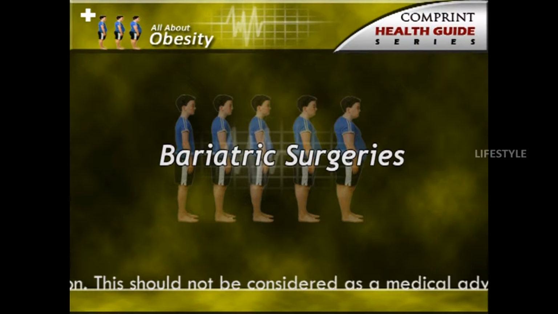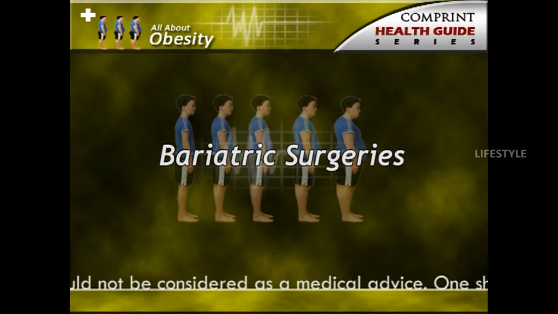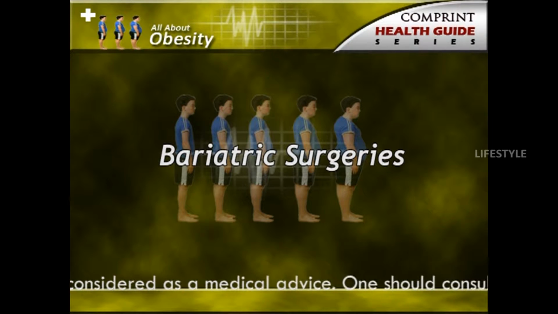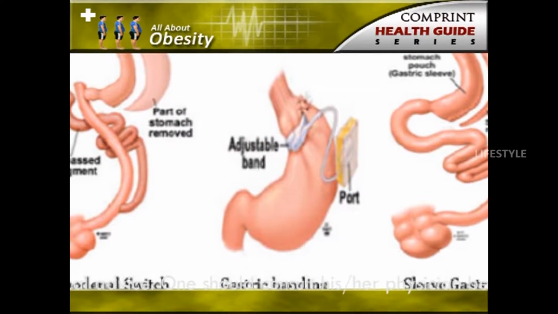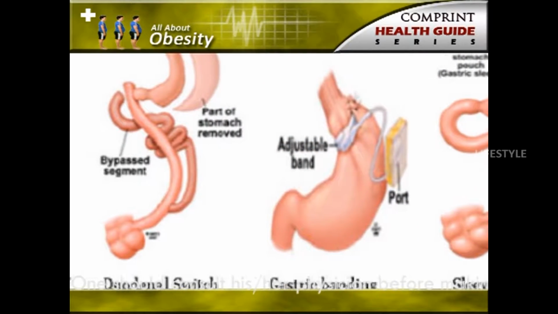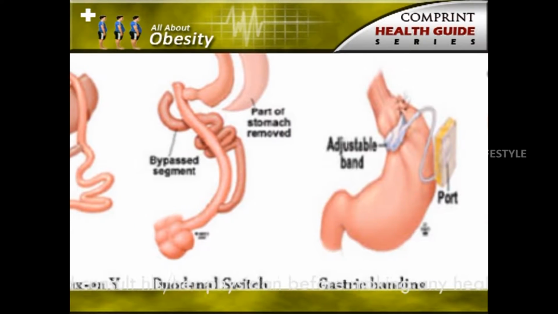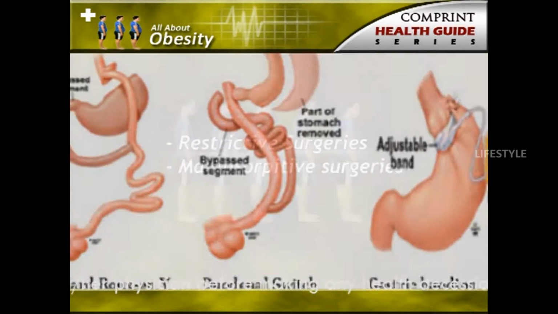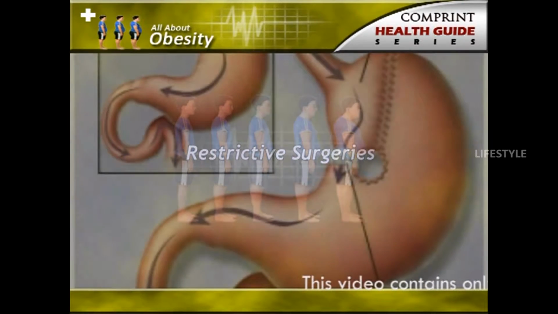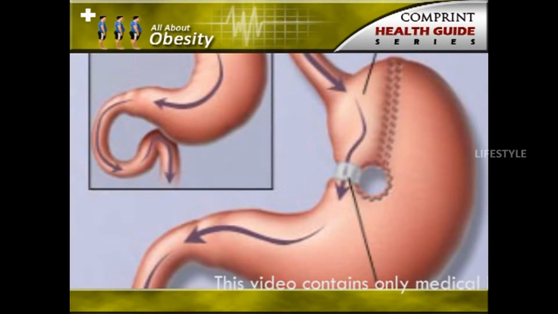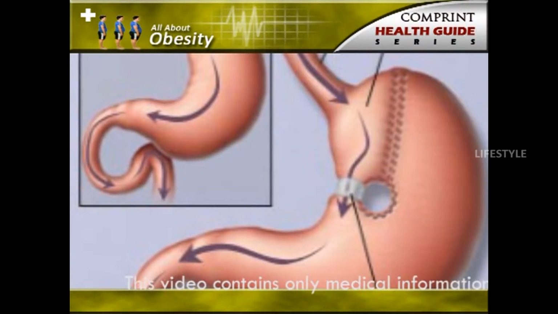Surgical procedures of the upper gastrointestinal tract are collectively called bariatric surgeries. Currently, procedures used include making the stomach area smaller or bypassing the stomach completely. Currently, there are basically two types of bariatric surgeries. Restrictive surgeries. These surgeries restrict the size of the stomach and slow down digestion.